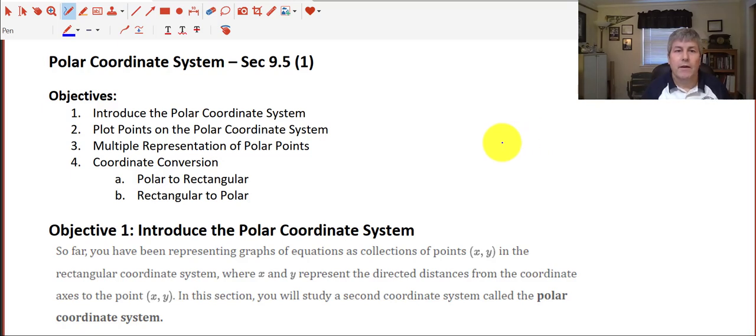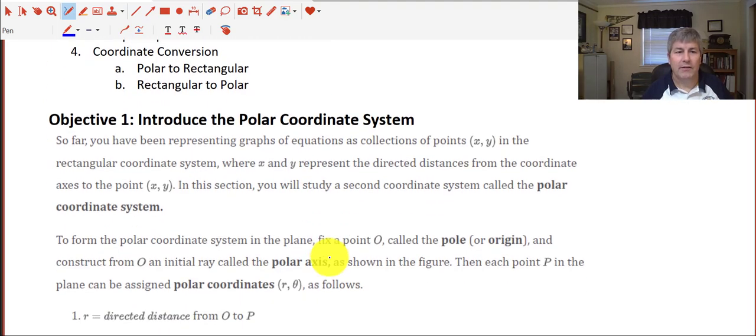Welcome back. In this video, we're going to introduce the polar coordinate system. Our objectives here are to introduce the polar coordinate system, plot points on the polar coordinate system, display multiple representations of polar points, and do some coordinate conversion. We're going to convert from polar to the rectangular system and from our rectangular system to the polar system.